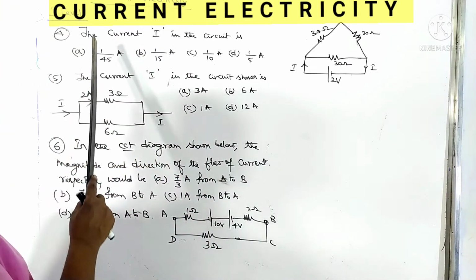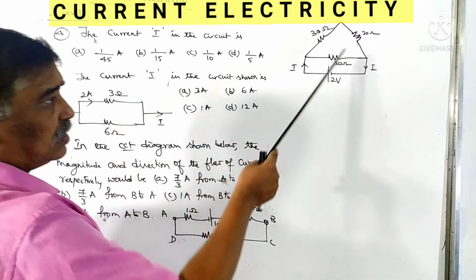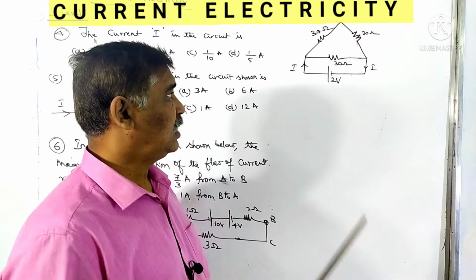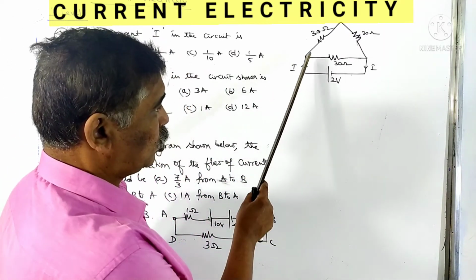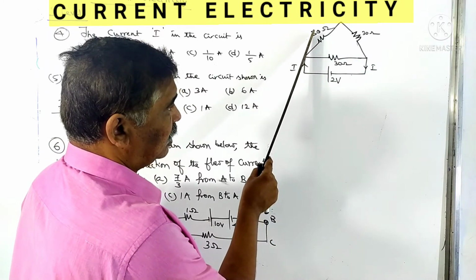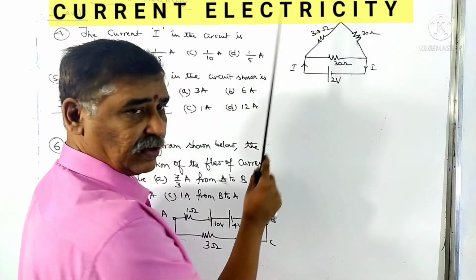The next question is, the current in the circuit is... So this is a circuit diagram given. It's a simple circuit. So if you observe between these 2 points, this point, 30 ohm, they are in series.